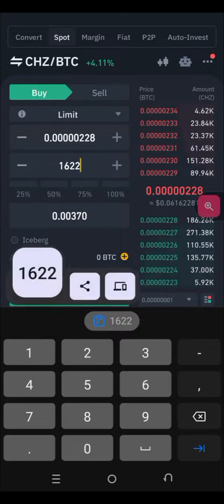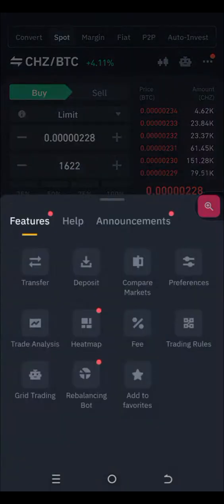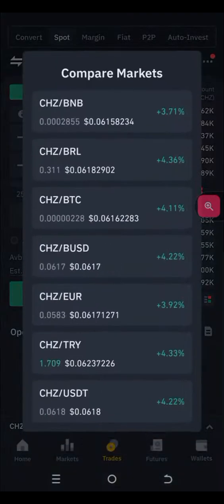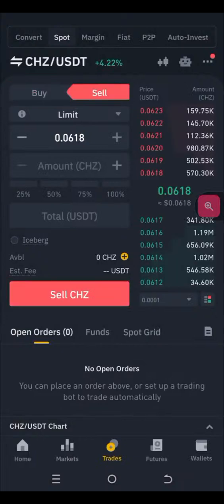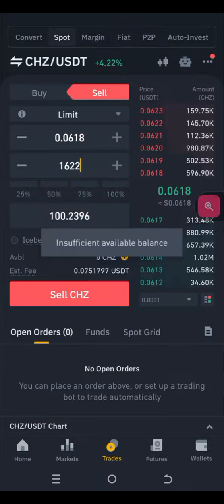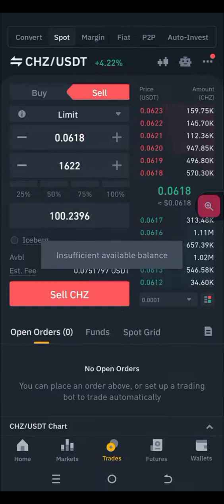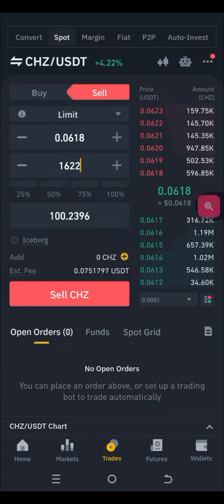So we go back and try to sell it. We'll sell the CHZ, right, to USDT. Okay, USDT has increased. It's 0.0618. Let's go ahead and see if we're going to make any money. Okay, so now we're going to have to do this. Paste. Can you see that it's not really much, right? There is a profit, but it's just 23 cents.